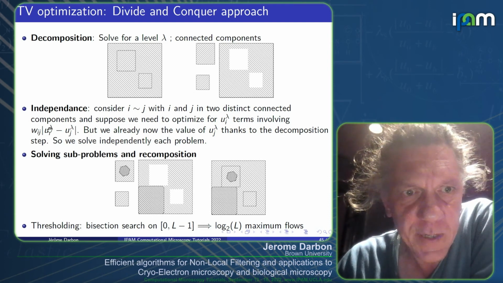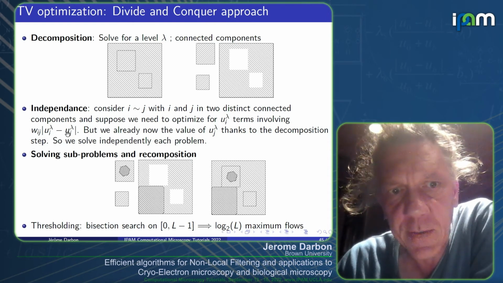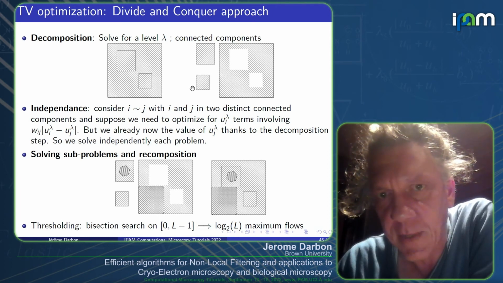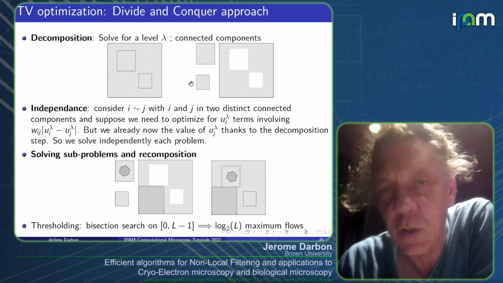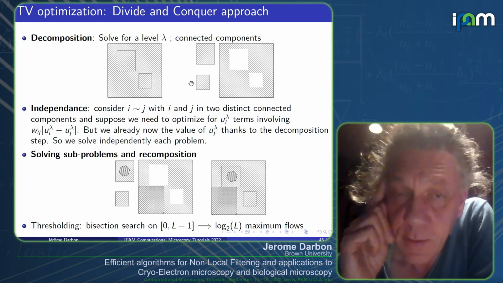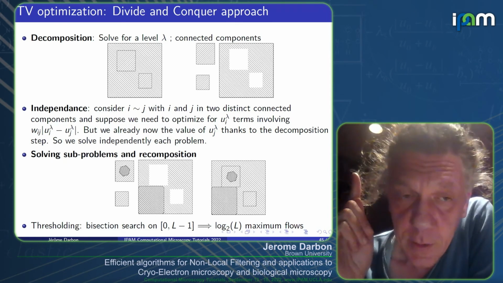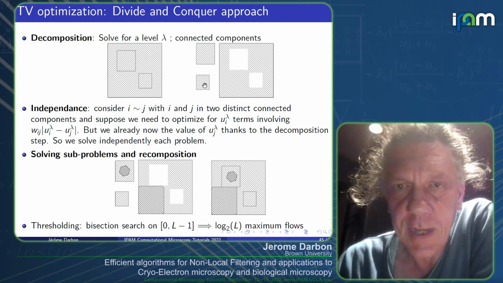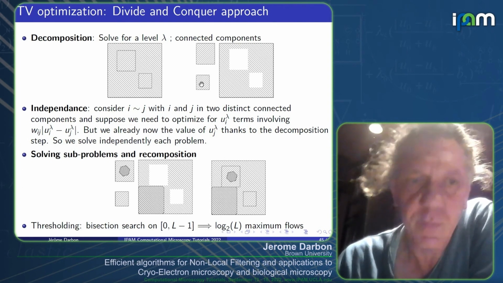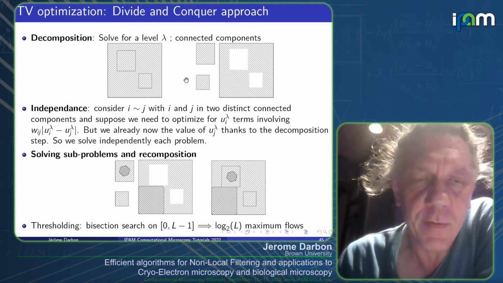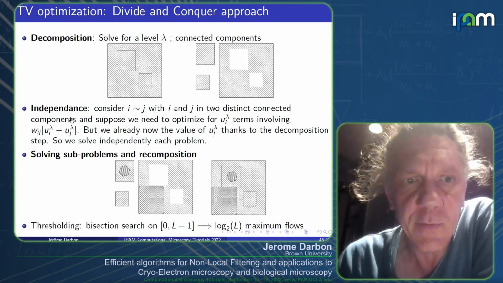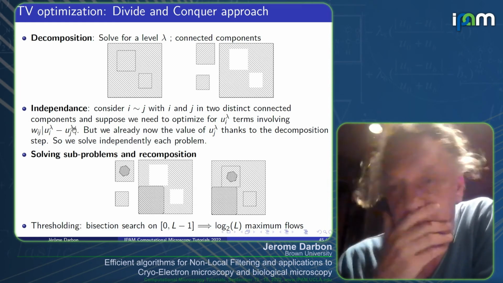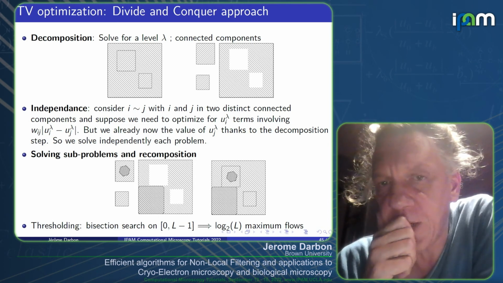So let's say I want to optimize for u_i at lambda, but I need to know what the value of the neighbor should be, u_j at lambda. That is not part of this new problem. But think about it. We already know the value. Since we have the decomposition, if that guy in the connected component, we know it's less than lambda, and otherwise it is greater than lambda, then we know that the value here, the u_j at lambda, is 1. So we already have the value.